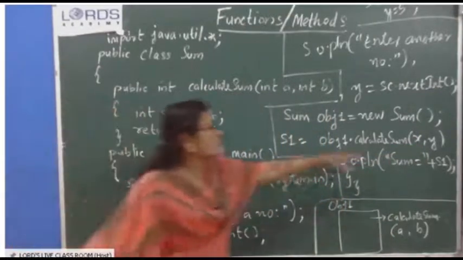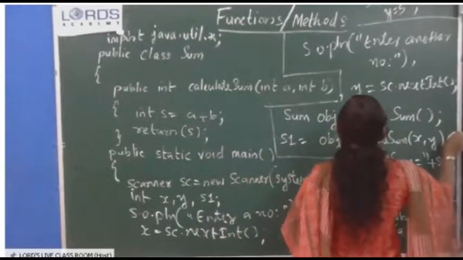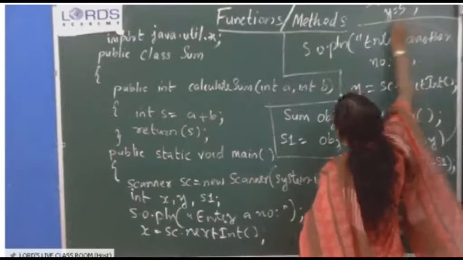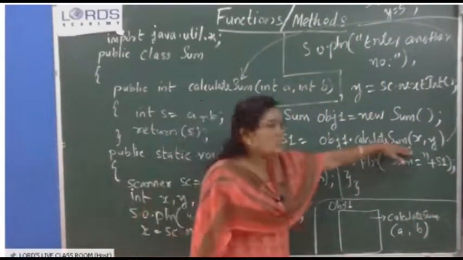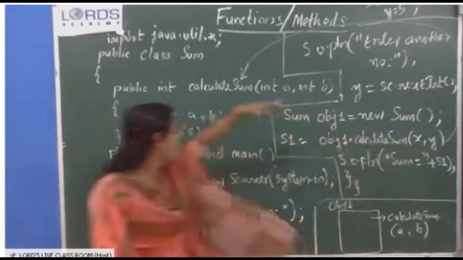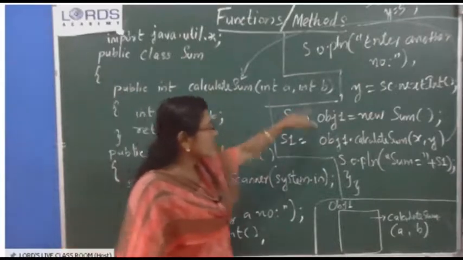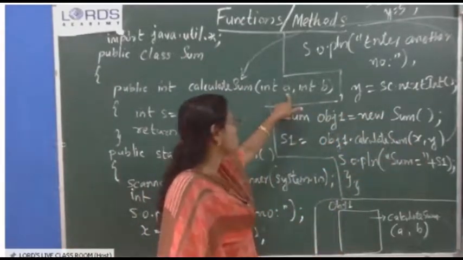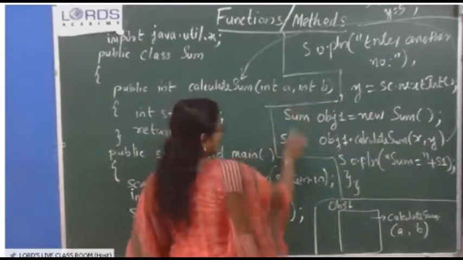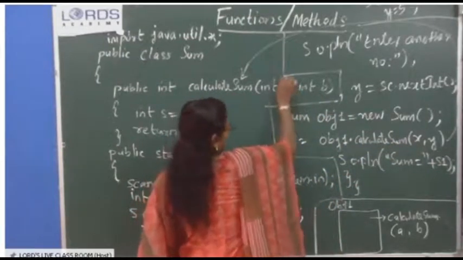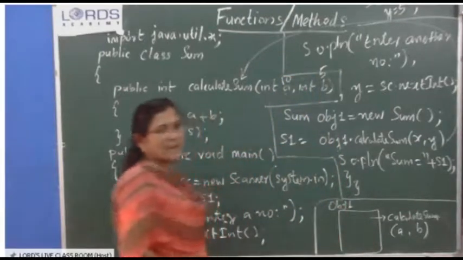When this method call is executed, control jumps from here to the calculateSum method. This is the calculateSum method. And the value of x will be copied to a, the value of y will be copied to b. So the value of x is 10. a gets the value 10, b gets the value 5.